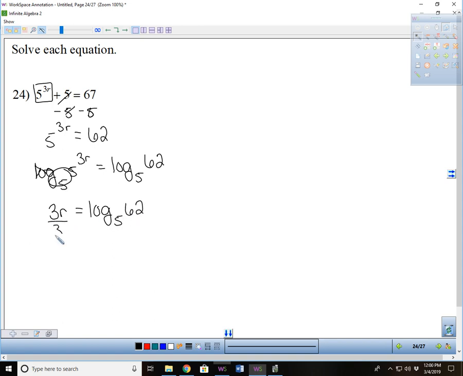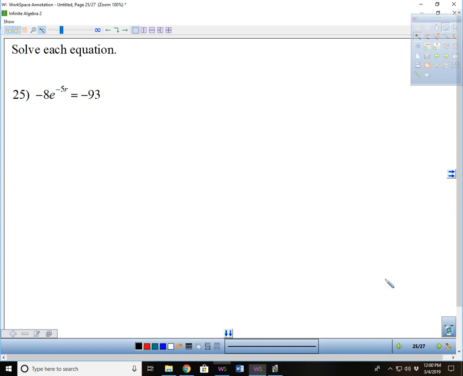And then all I have to do is divide by 3. If you have a bunch of stuff over here, just divide by 3 once. Like just put it all over 3. I'm not asking you to split it up and stuff like that. Just leave it as is.